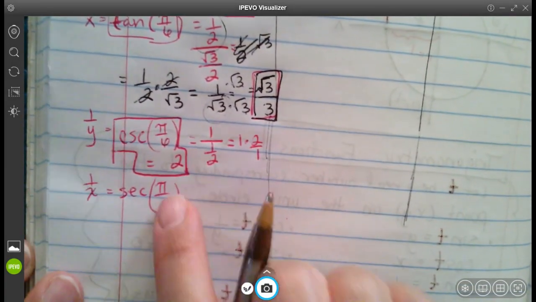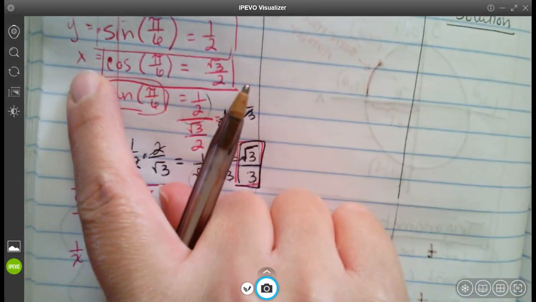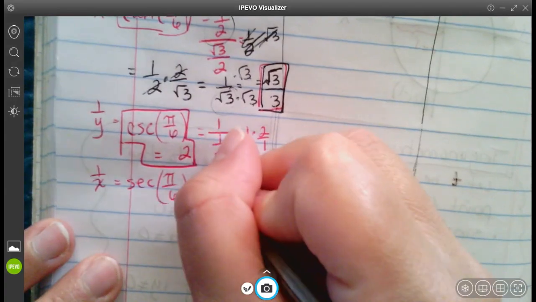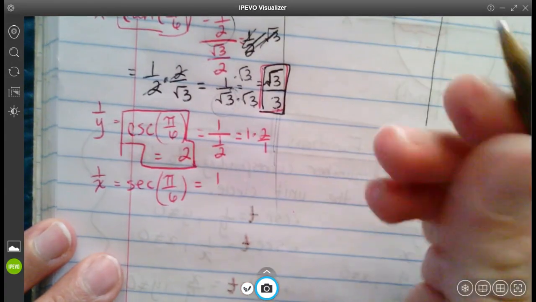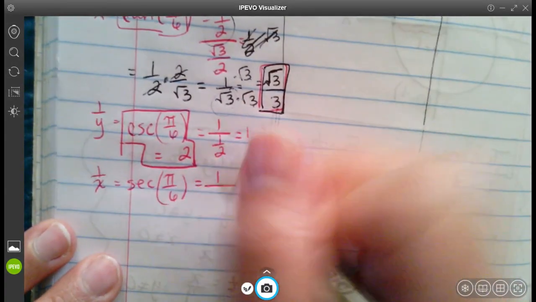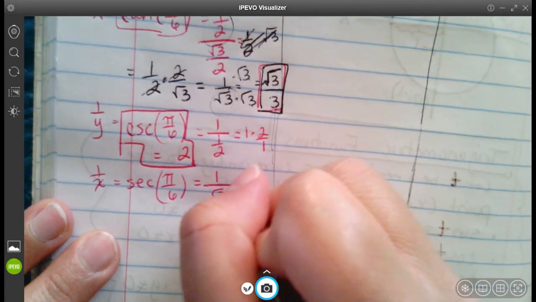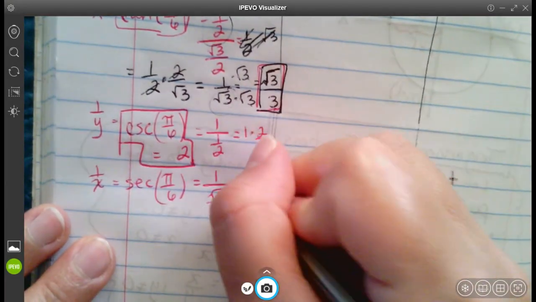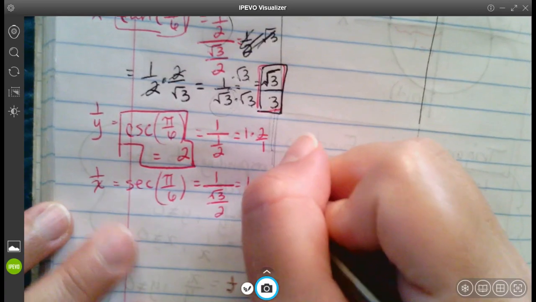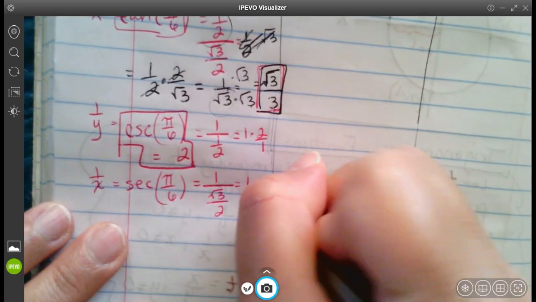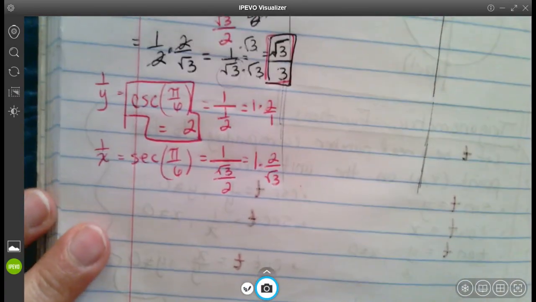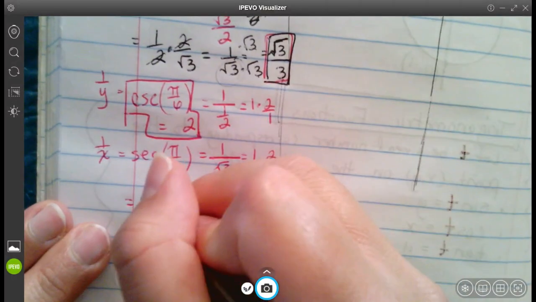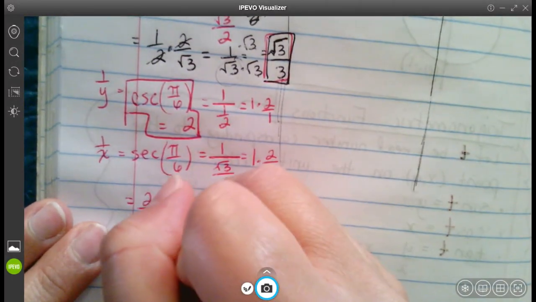Secant of pi over 6, well, this is the same as 1 over x. Okay, so I'm just going to look at what I had up here for x. It's square root of 3 over 2, so I'm going to have to flip that. So 1 divided by square root of 3 over 2, okay? This is the same as 1 times 2 over square root of 3, which gives me 2 over square root of 3.